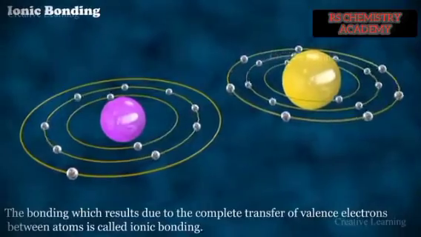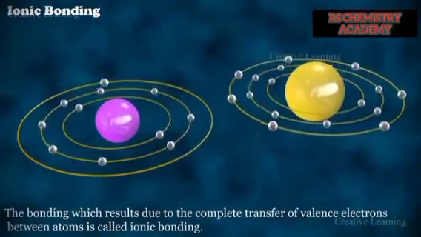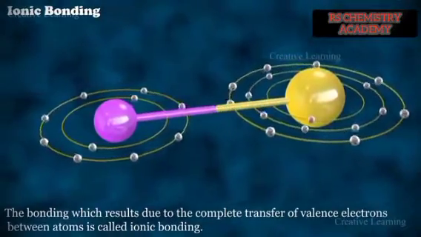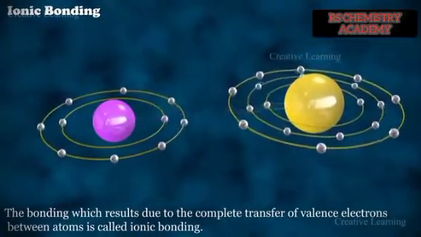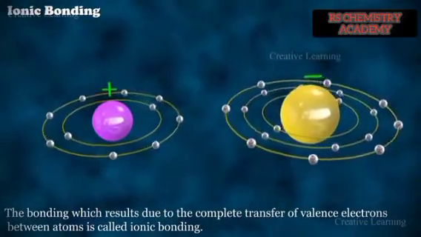The bonding which results due to the complete transfer of valence electrons between atoms is called ionic bonding. It is a type of chemical bond that generates two oppositely charged ions.